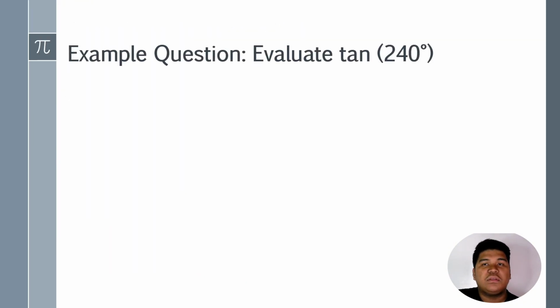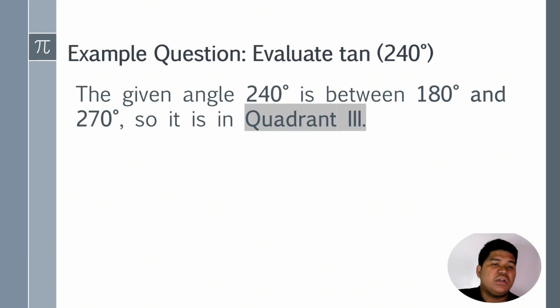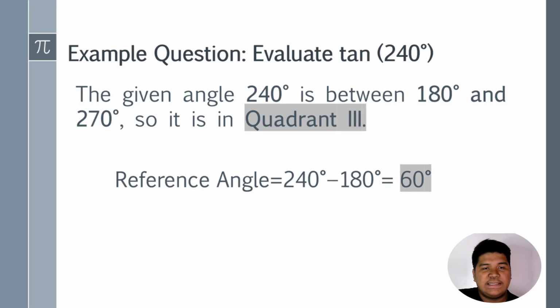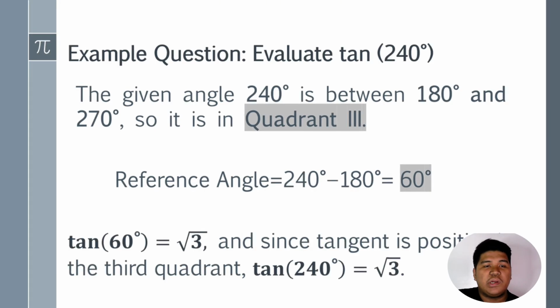So, example question. Evaluate tangent of 240 degrees. So 240 degrees is in the third quadrant. So the reference angle is 60. So tangent 60 is equal to square root of 3. And since tangent is positive in the third quadrant, tangent 240 is equal to square root of 3.